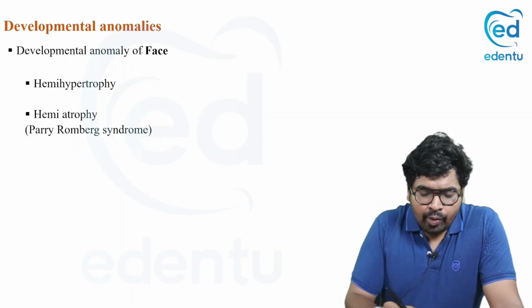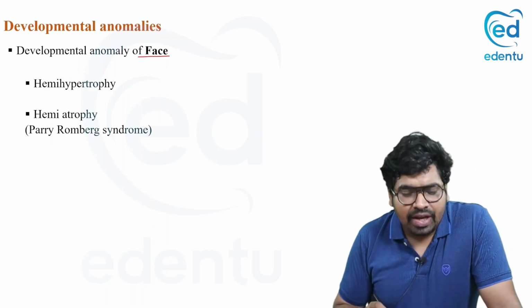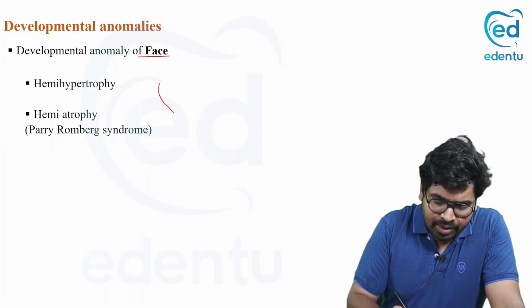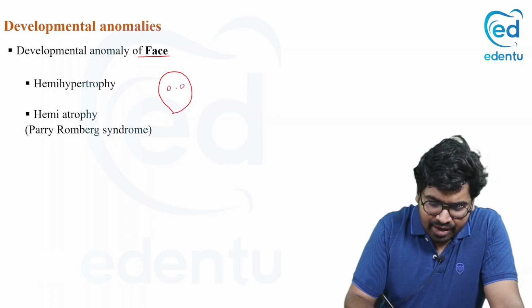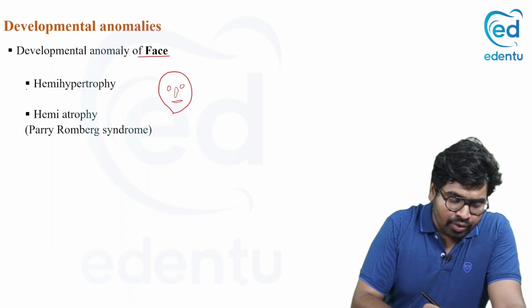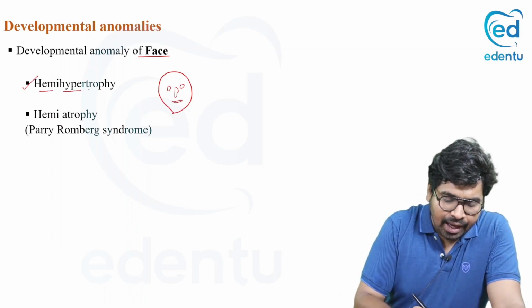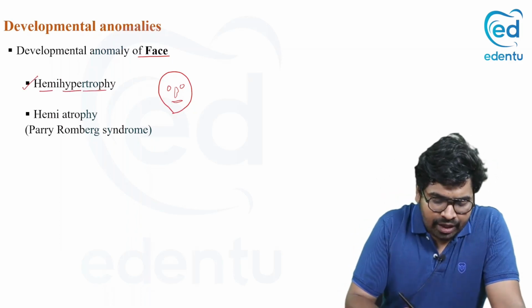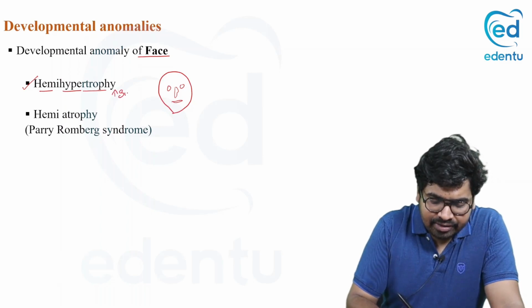What are the developmental anomalies of the face? Coming to the face, I'm going to draw a face. Here you have a face, you have your nose. Some kind of abnormality occurring on the face. One thing is hemihypertrophy. Hypertrophy means increase in size.